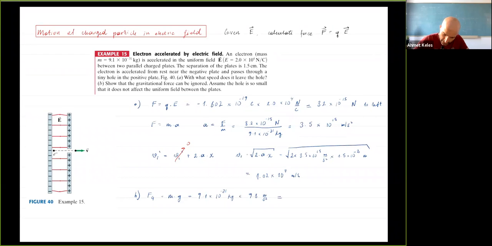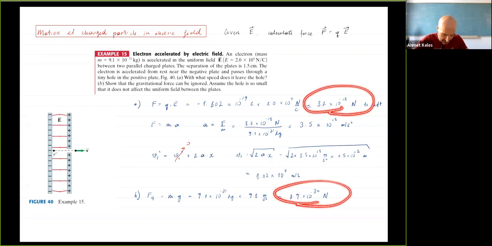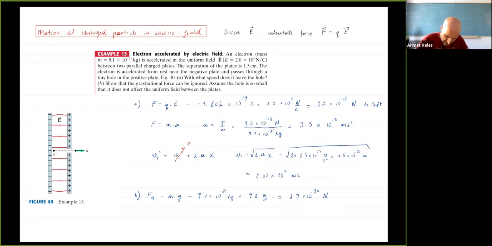9.1 times 9.8, something like 8.9 times 10 to the minus 32, maybe 30 Newton. And so this is the force coming from gravity, and this is the force coming from the electric field. So maybe I can show it like this. F electric field divided by F gravity is approximately what?